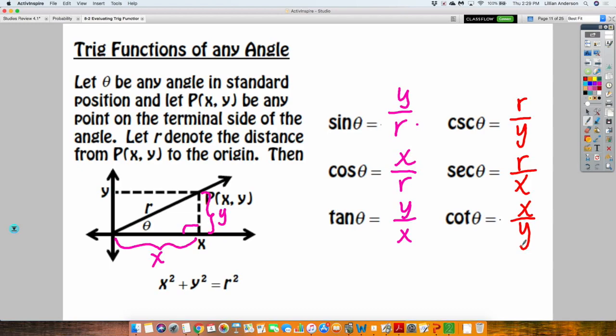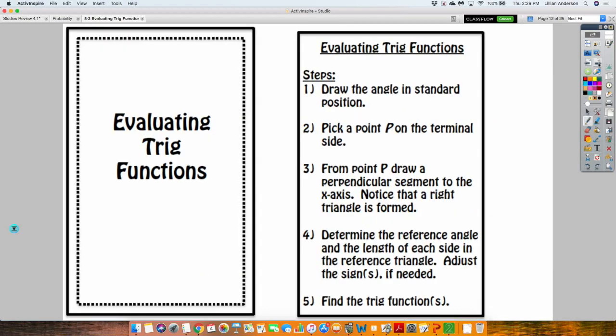So it's still pretty much what we were doing before. It's just now you're taking it, applying it to any point inside of a coordinate plane with an angle that's in standard position. Okay? We can still find the 6 trig ratios of any angle this way. All right? Questions? Then we'll keep moving forward.